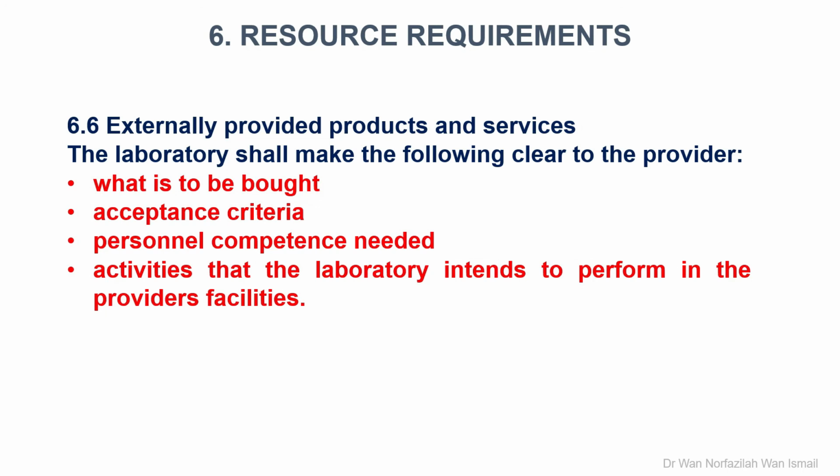Clause 6.6 Externally Provided Products and Services. The laboratory should have a system to select, assess, monitor and reassess external providers. The laboratory shall ensure that all purchased products and services fulfill the requirements. The laboratory shall make the following clear to the provider: what is to be bought, acceptance criteria, personnel competence needed, and activities that the laboratory intends to perform in the provider's facilities.